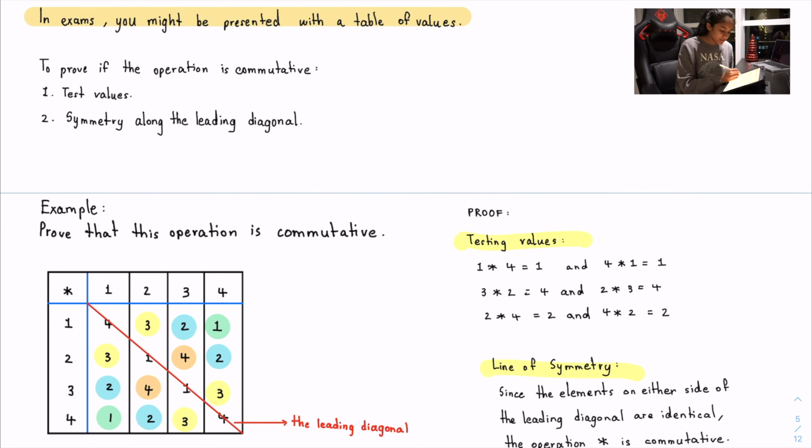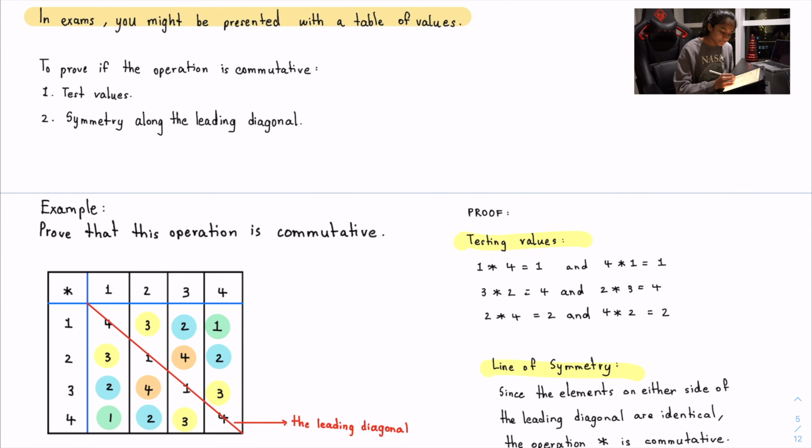So let's start with 1 and 1 star 4. So 1 star 4, the common number here is 1. Remember 1 and 4. Now we have to switch around the numbers and put 4 and 1. You see, now we have 1 and 1. So those are the same. So let's test it for something else.